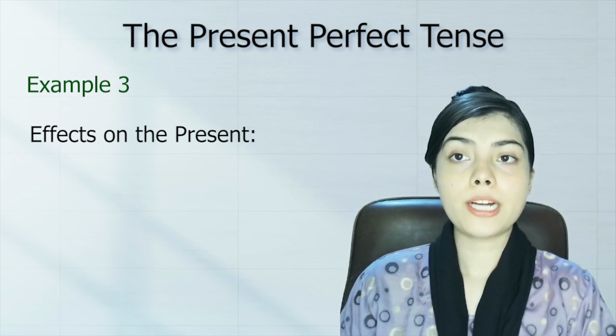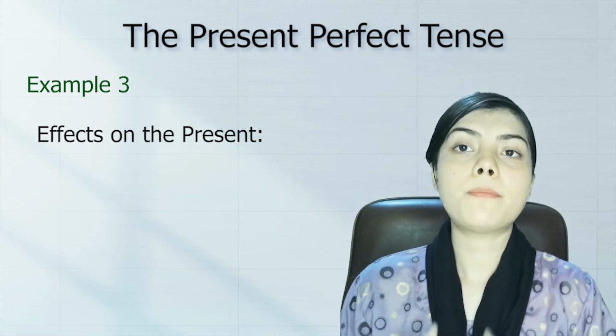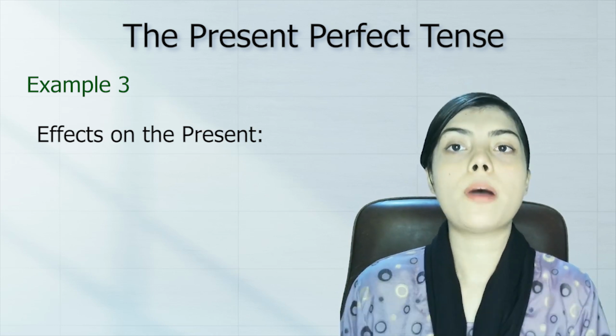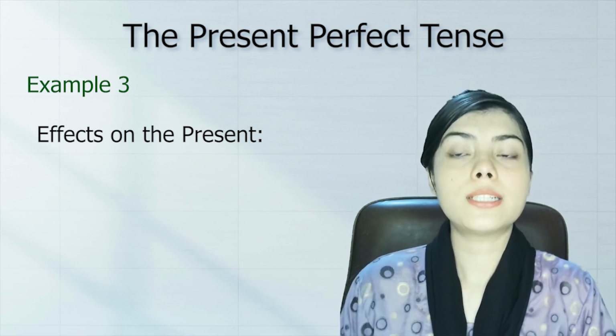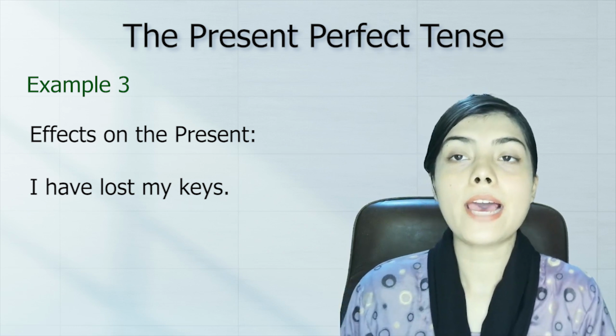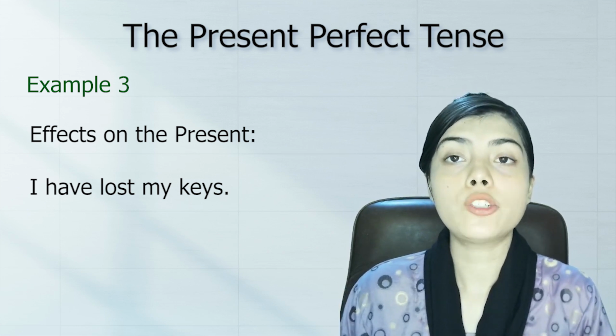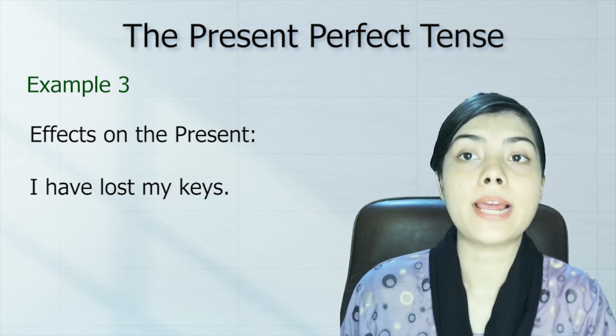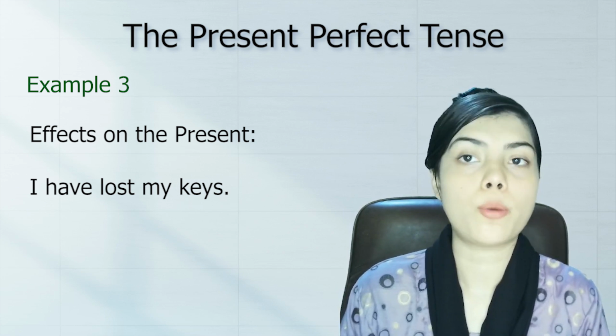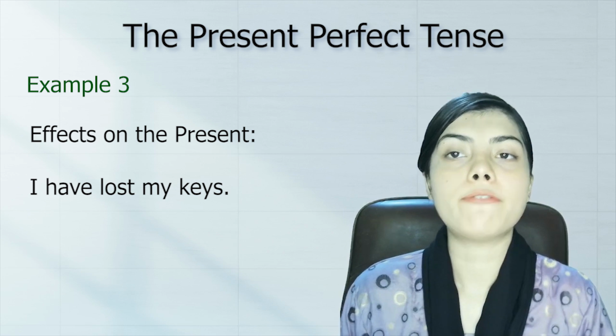Example 3. Effects on the present. Lastly, the present perfect tense is used to talk about changes or actions that have an effect on the present. Consider this example. I have lost my keys. The action of losing the keys happened at some point in the past, but it's relevant now because I cannot open the door. The past action affects the present.